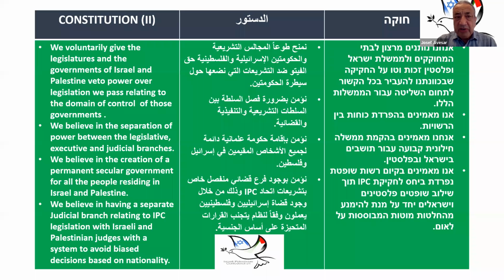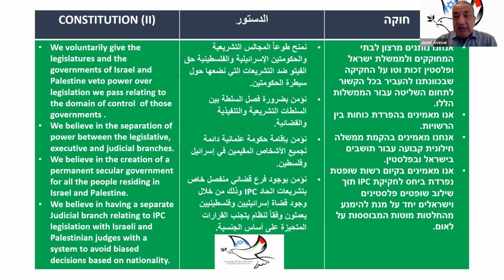We are a separate government for the people of Israel, West Bank, Gaza, and Jerusalem. The basis of our government is not the Israeli government. It's not the Palestinian government. It is our own government. We are 14 million people in Israel, the West Bank, Gaza, and Jerusalem.